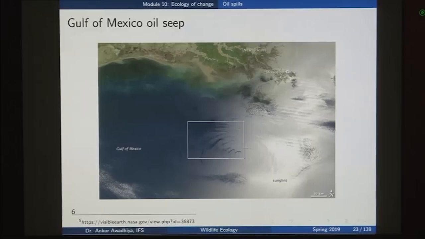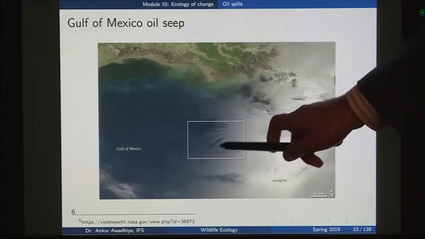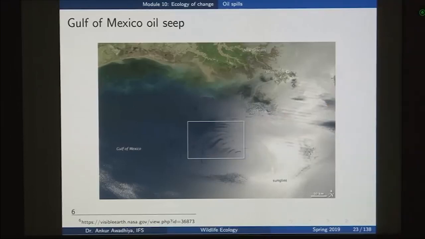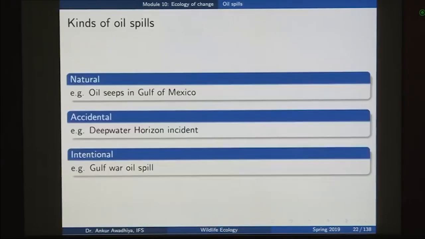So this is the Gulf of Mexico oil seep, and these streaks that we are observing are the oil spills that are coming out naturally. These are not man-made, these are not intentional, these are not accidental. The second kind is an accidental oil spill, for example the Deepwater Horizon incident. So nobody wanted to release this amount of oil, but just because of an accident, it got released into the environment. Another example could be a situation in which there is a tanker that is full of oil and it collides with some other tanker or maybe with a rock. So in that case, the tanker capsizes, and when it capsizes, it releases all the oil that it had into the environment. So that is an accidental oil spill.